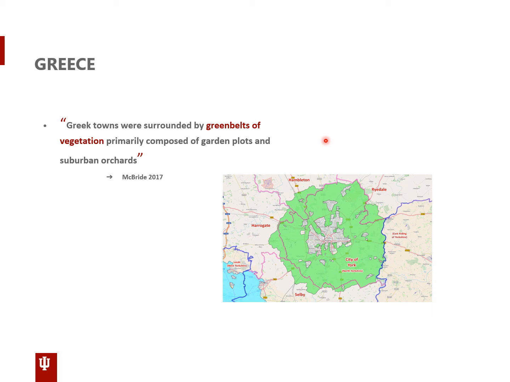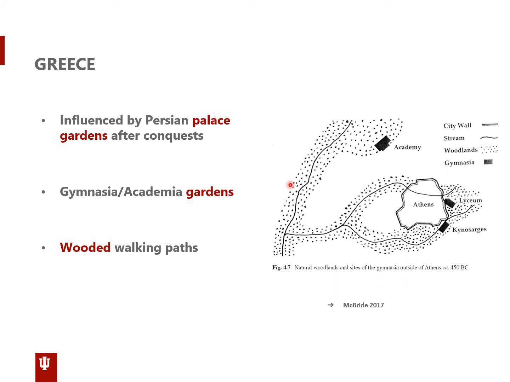As Greece came into a little bit more prominent power, they started expanding and getting exposed to the Persian Empire and Egypt, and they actually saw some of these gardens. So later on in Greece's history, they actually did try to copy some of the gardens that they came across in the Persian Empire and in Egypt. And so here they were influenced by the Persian palace gardens after their conquests.